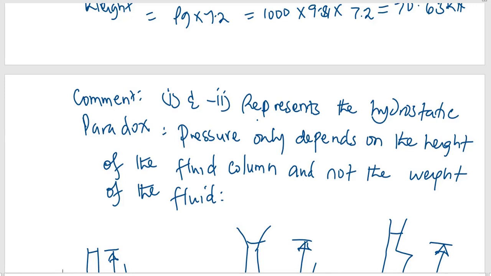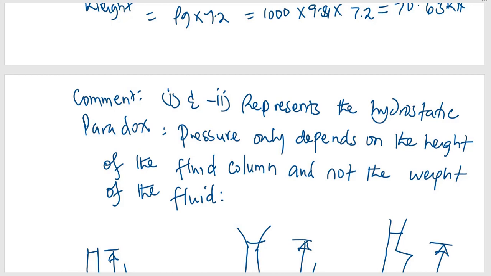Comment: we have seen the results obtained in 1 and 2 represent the hydrostatic paradox, because the hydrostatic paradox tells us that pressure will always be the same as long as the height of the column is the same, irrespective of the shape of the container, and the pressure will therefore be independent of the amount of the fluid contained in the container.